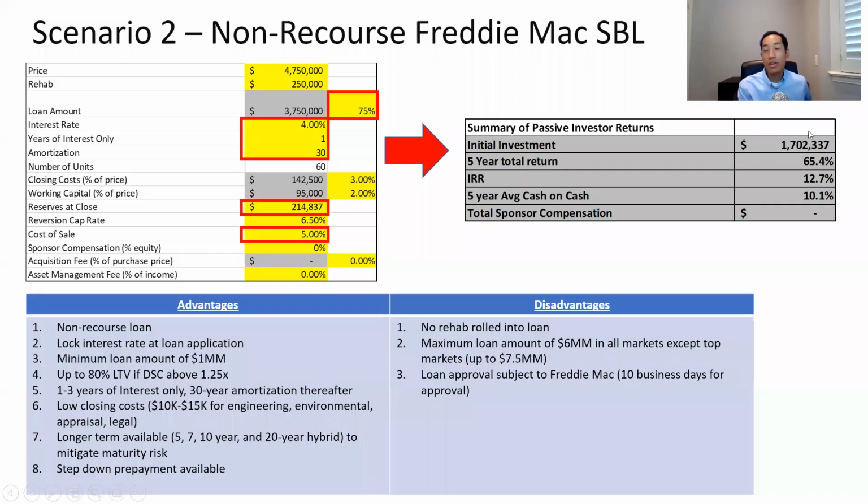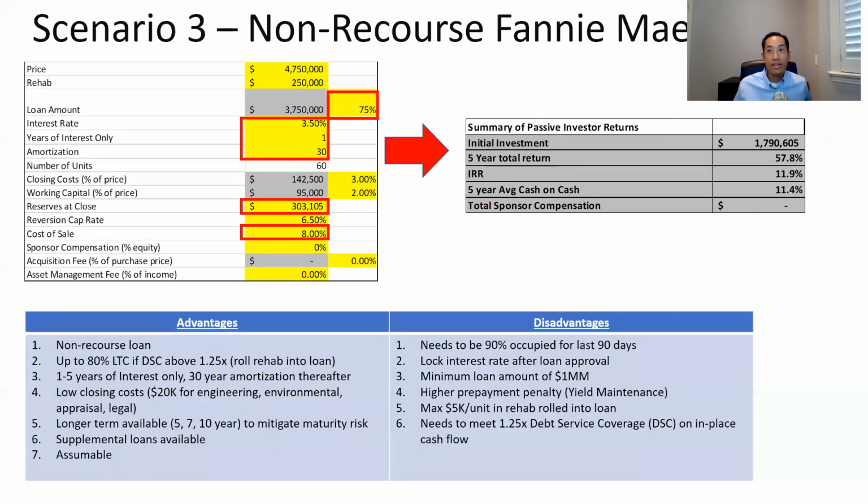So it's a little bit lower returning than your recourse bank loan, but of course this is non-recourse. And what's driving that is the reserves that are needed at close and the cost of sale. All right, so that's scenario 2. All right, let's go to scenario 3, which is your non-recourse Fannie.